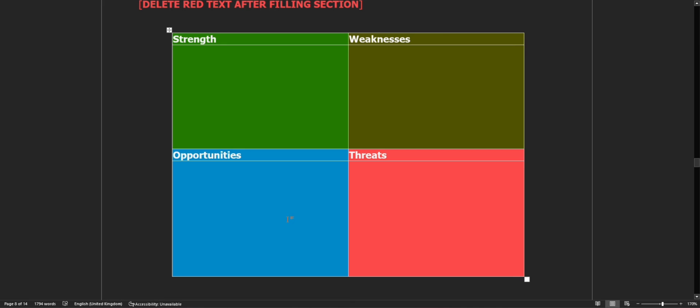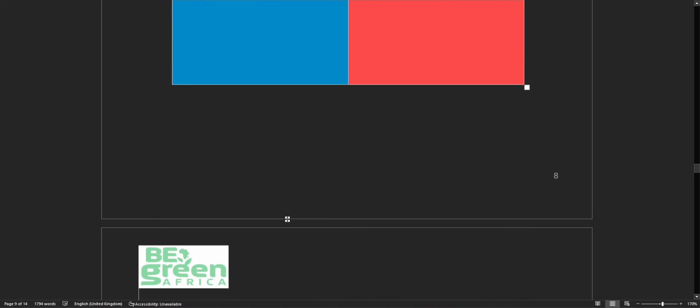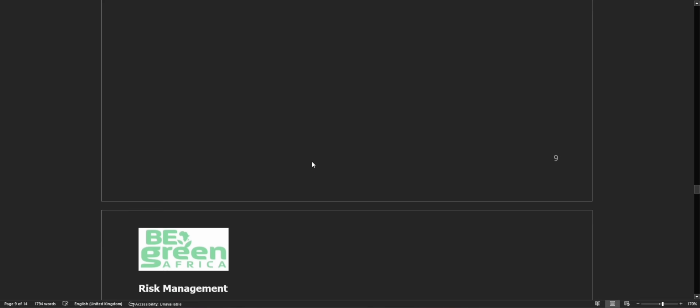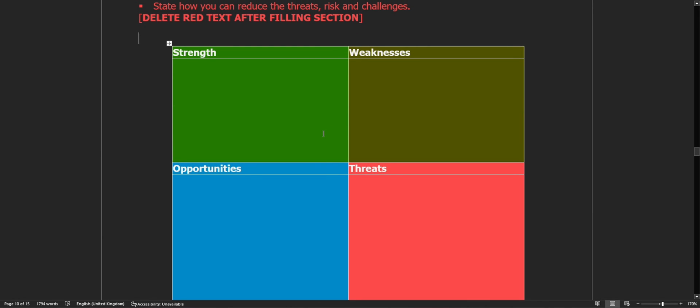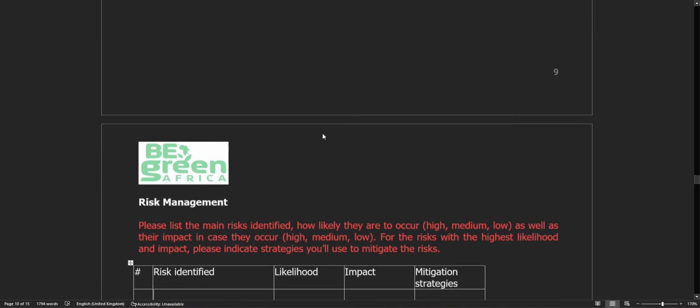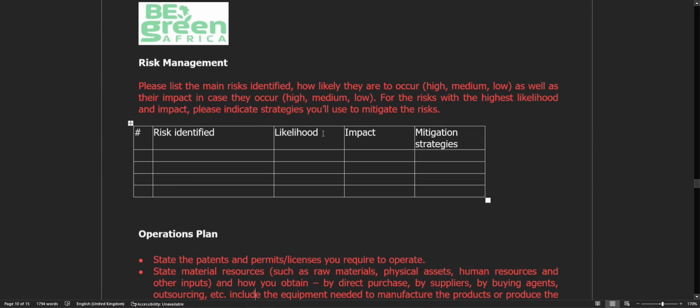Your strengths, weaknesses, opportunities, threats should be written there. You can expand this box anywhere you want it. You can expand it. Okay, so it should be written here. That's what you do. Write your SWOT analysis here. The risk management, you identify the risks associated with your business, and you actually have to identify the risks here, the likelihood of the risk, the impact, and the mitigation strategies.